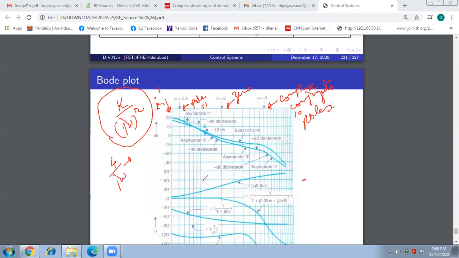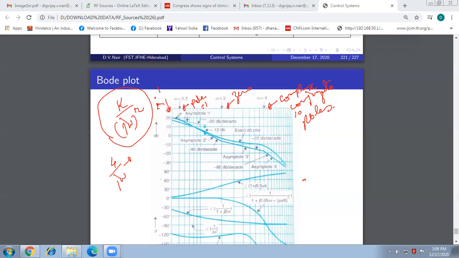This is the omega equal to 1 line. It passes through 12 dBs. You can see that this is your dBs axis and this is your log omega axis. So it passes through 12 dBs with a slope of minus 20 dBs per decade. That is what we also arrived at earlier.